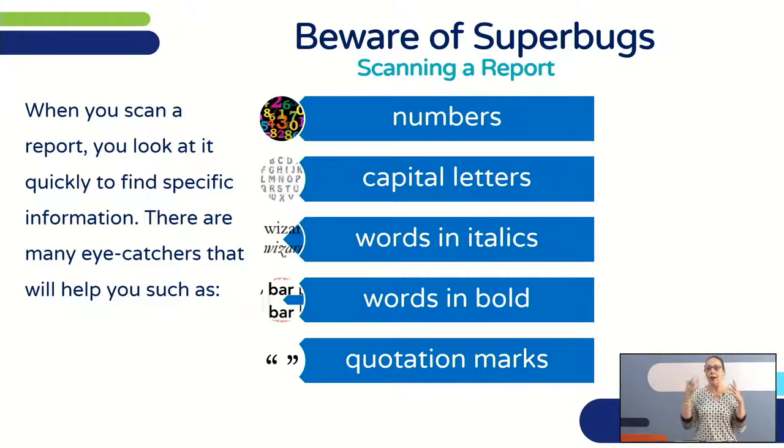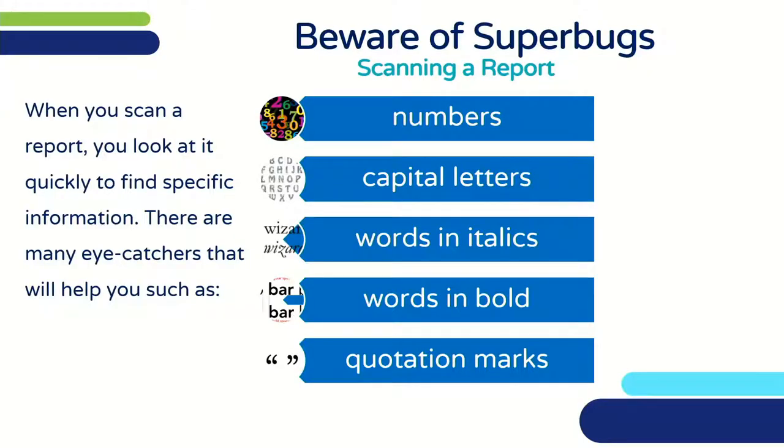And you can make use of eye catchers. There are many eye catchers that will help you. First, you have numbers. For example, when they ask you about a date, you usually look for numbers. When they ask you about people, you can make use of capital letters, because usually names of people are capitalized. Then you can make use of words in italics. For example, when they ask you for the name of a journal or a magazine, these names are usually italicized. Words in bold are another thing to make use of, and we have the quotation marks. Those are all clues and eye catchers that you can use to make your life easier and to find the information you need quickly.